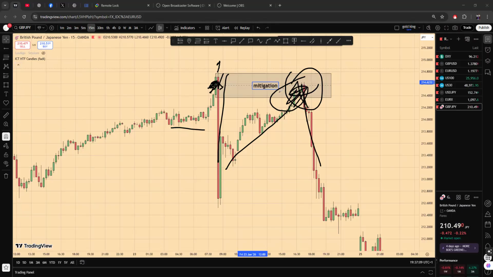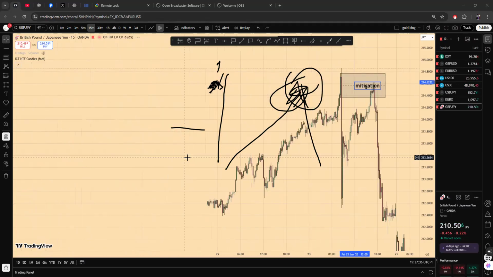Now we will start to say, okay, what makes another block strong? Because you're going to see other blocks that are failing, other blocks that are not strong, and all that. Now you're looking at, what makes another block strong? What makes another block valid to use? Because it's not every other block that you see that price will respect, because some other blocks are going to turn to breaker blocks.